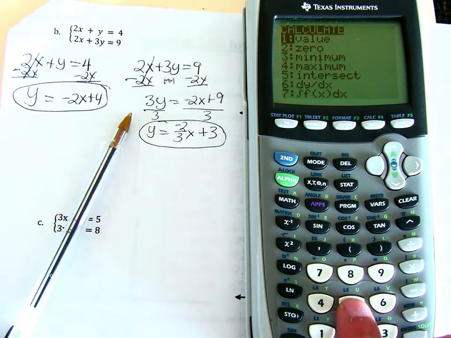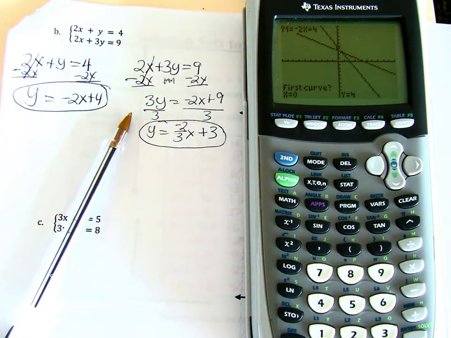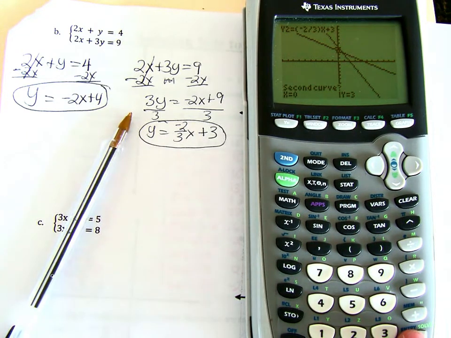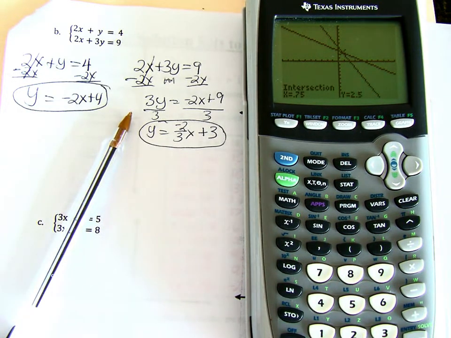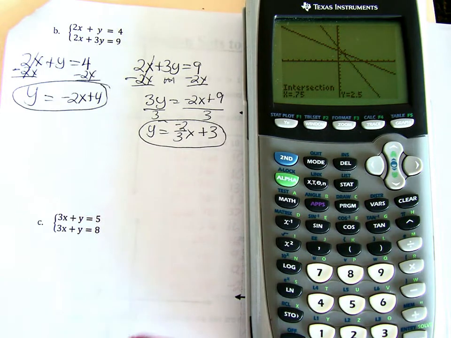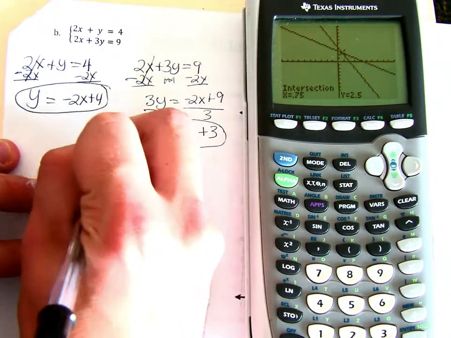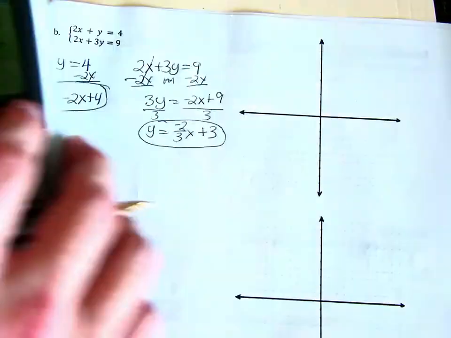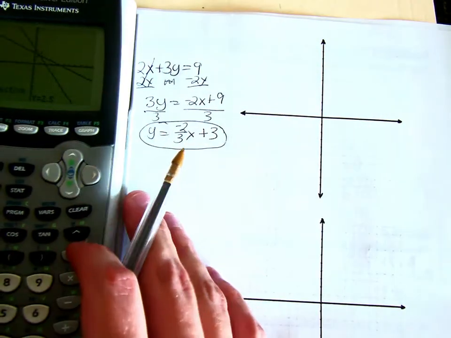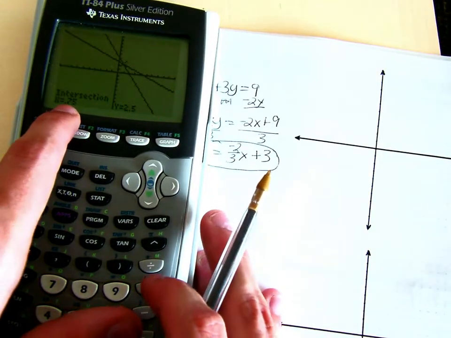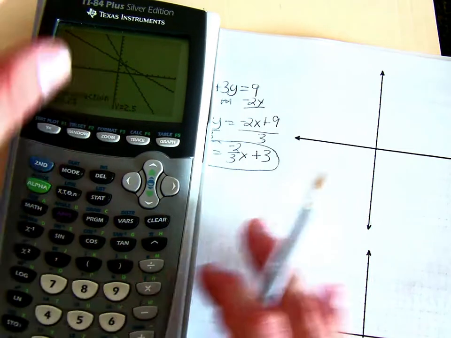So I want to go down to number 5, or just hit number 5. They want to know which one was my first curve, so I'm on my first curve, I can just hit enter. Then at second curve, I can hit enter again. They want me to guess the intersection point, so I can just hit enter again, and they give it to me. So my intersection point is going to be x, so I'll put it on my graph. So we know that my intersection point is x is equal to negative 0.75, and y is 2.5.